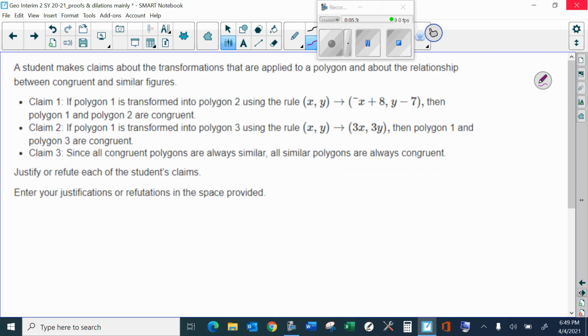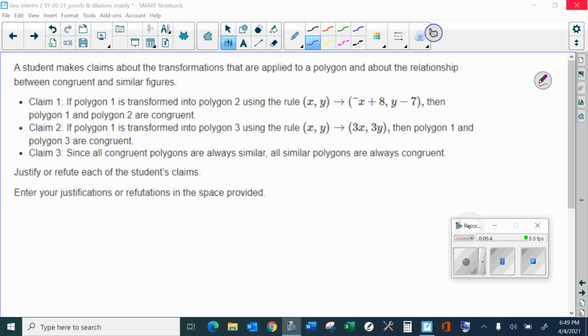A student makes claims about transformations that are applied to a polygon and about the relationship between the congruent and similar figures. So what I want you writing down here are these claims. You don't have to write down the other stuff, okay? You need to know this. You're going to see something like this on the DCAS. This should have been easy. In fact, this was in one of the review packets that I gave you after your last test. And you did this, okay?